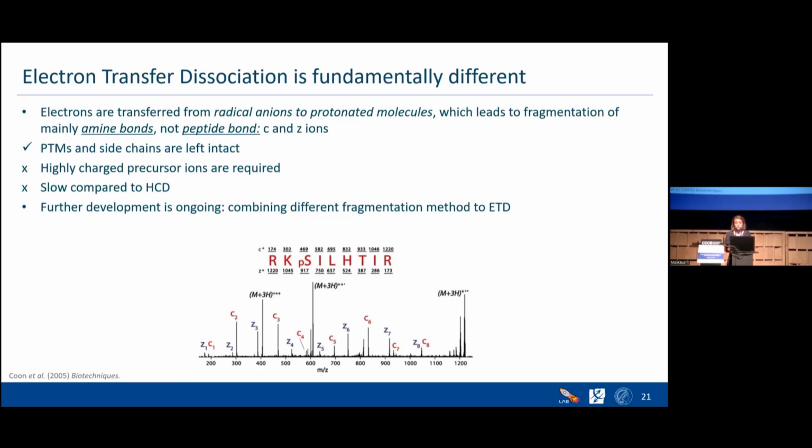But on the other hand, because you are transferring the electron to your protonated molecules, you need to have higher precursor charges. And it's a bit slower than HCD. So there's a lot of development ongoing, and there are dedicated labs working on ETD fragmentation. You could also go to last year's summer school talks. Professor Dr. Coşkun Kun in the medicine and his team are working to improve the ETD and more.